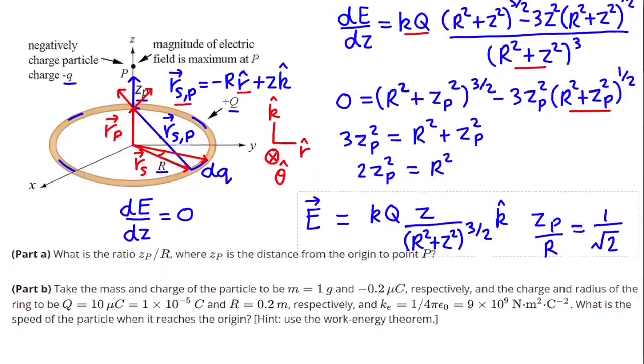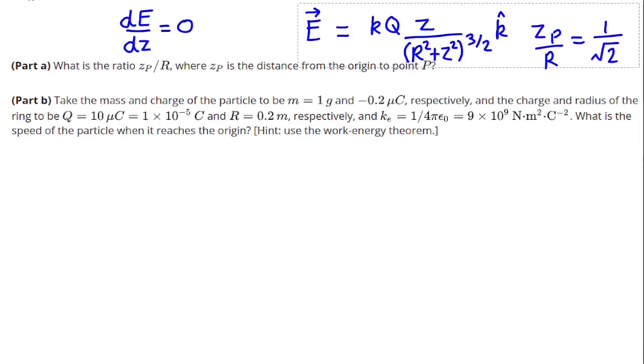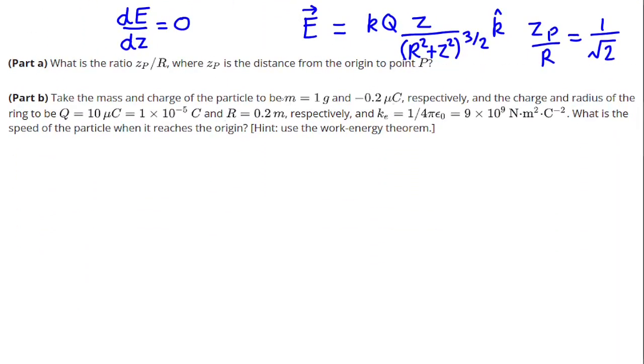So that's part A, and we'll use the result in the next part of the problem. Take the mass and charge of the particle to be the given values, and we're also given a charge and radius of the ring and Coulomb's constant. And what is the speed of the particle when it reaches the origin? And we're given a hint to use the Work-Energy Theorem.